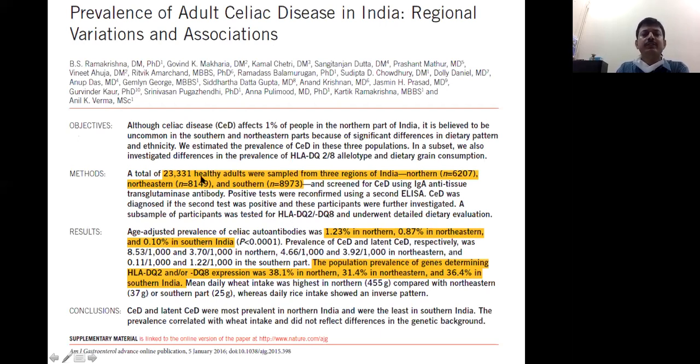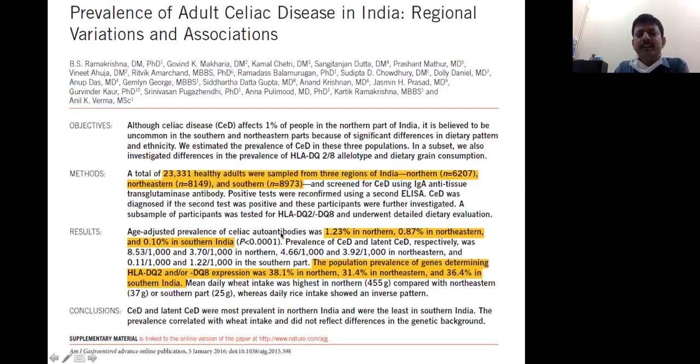What they found was that the prevalence of celiac disease in North India was 1.2%. In Northeast, it was 0.8%. In South India it was only 0.1%. This is, mind you, a population study, not a hospital-based study. So that's why it's 0.1% in our part of the country.